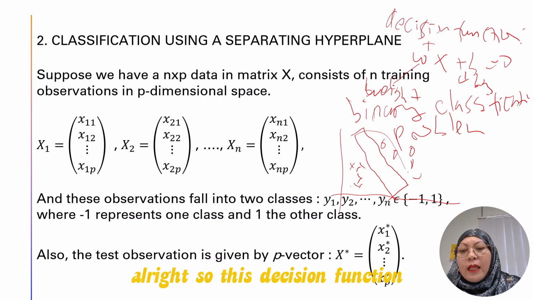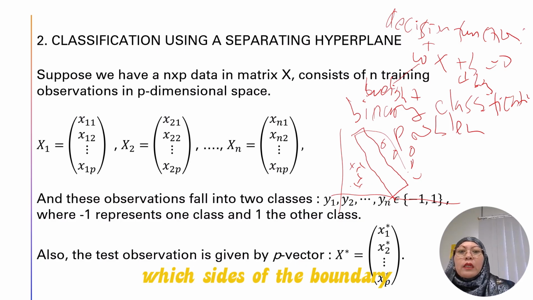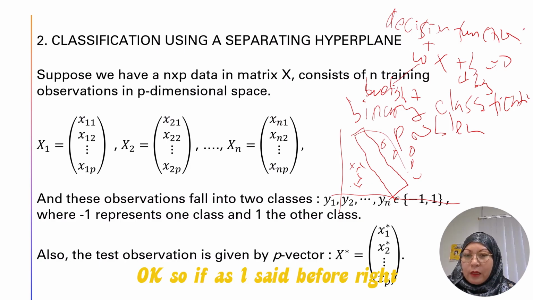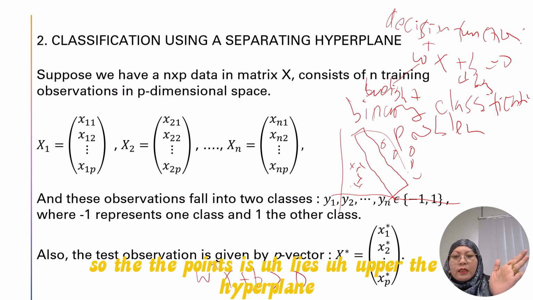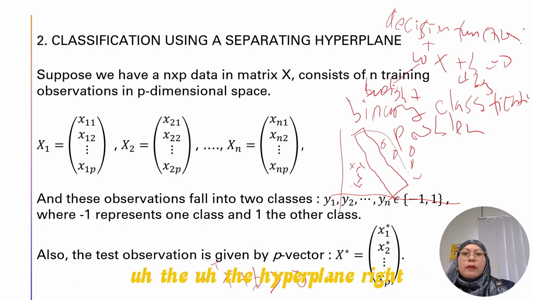This decision function helps us define which side of the boundary the data points lie on. As I said before, if W transpose X plus B is greater than 0, for instance, the data point lies above the hyperplane. If it is less than 0, then it lies below the hyperplane.